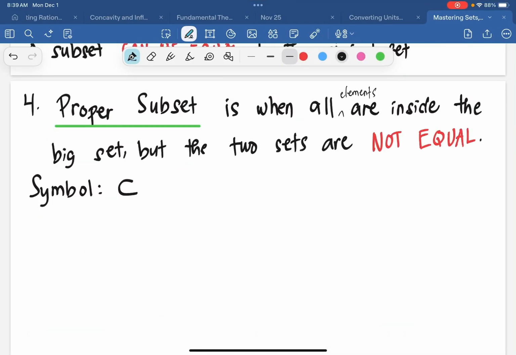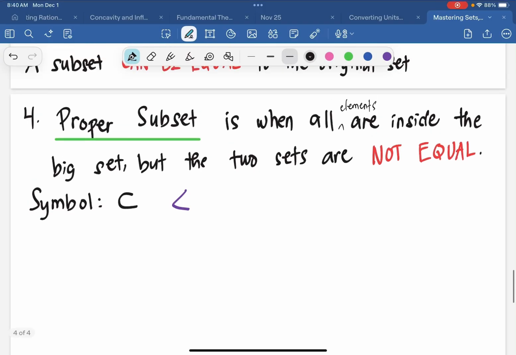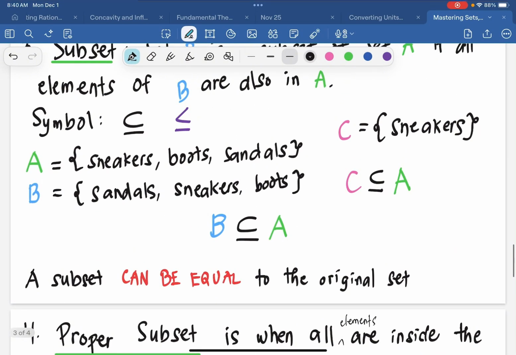Now let's have our next term, which is the proper subset. This is when all elements are inside the big set or the original set, but the two sets are not equal. So the symbol for this would just look like a flat C, or if you are to compare it again, this would be less than. So if you are going to base it on top of the examples, if you have set A and B, obviously this is just a subset because they are equal to each other.